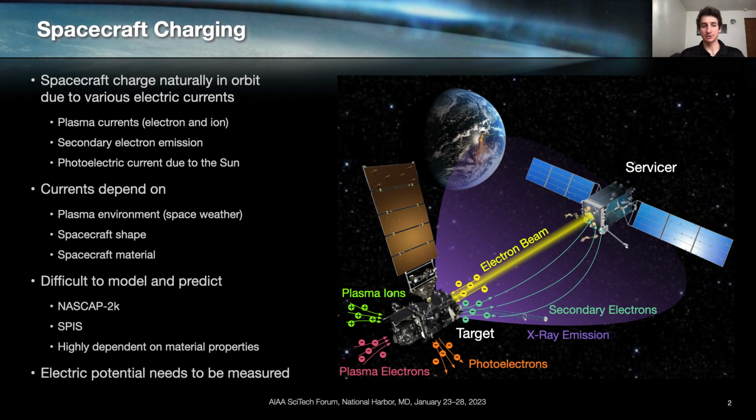And these currents generally depend on a lot of factors. For example, they depend on the plasma environment itself, which changes with space weather conditions. But the currents also depend on the spacecraft shape and the material of the spacecraft. So as a result, the currents and spacecraft charging in general is pretty difficult to model. So if you care about the electric potential of your own spacecraft or neighboring spacecraft, you essentially have to measure the electric potential.